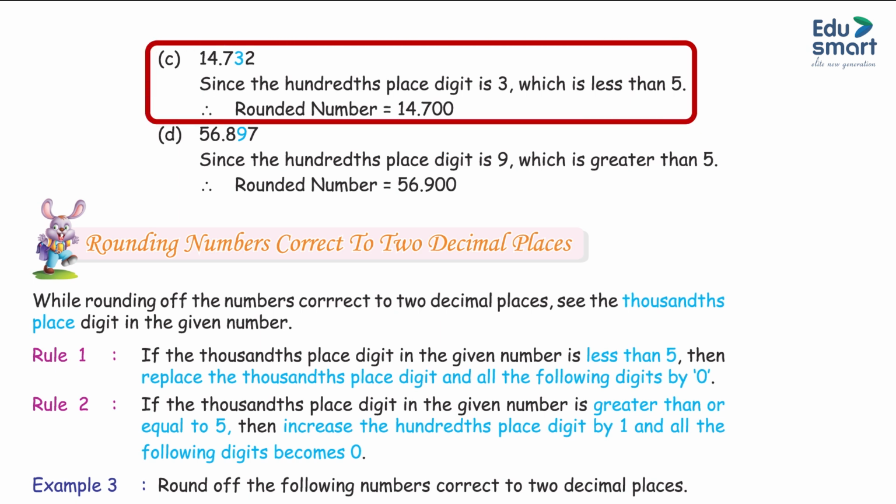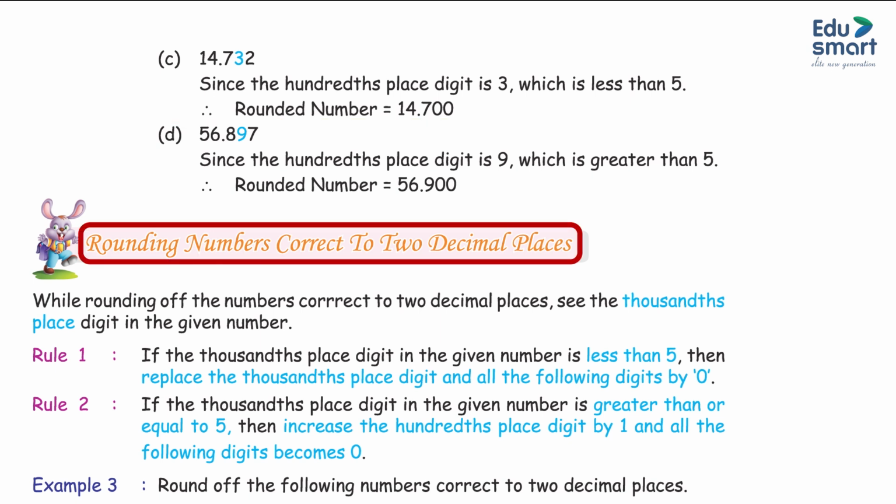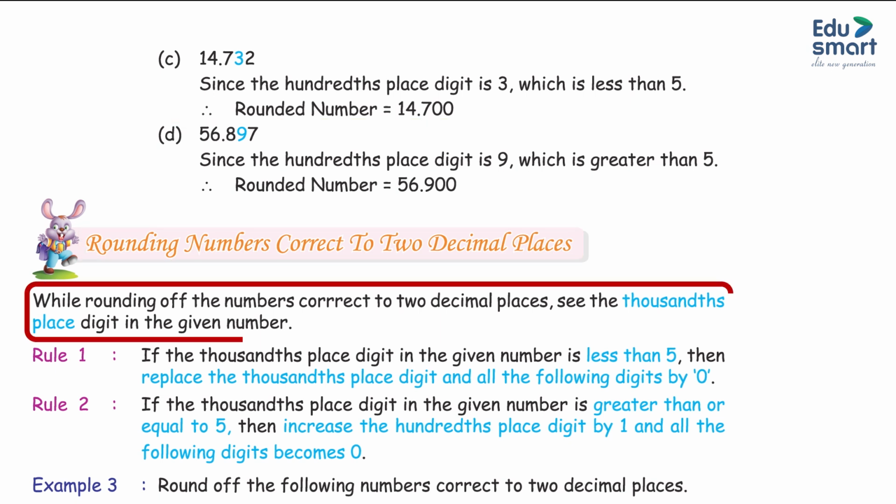C: 14.732, since the 100th place digit is 3 which is less than 5, rounded number 14.700. D: 56.897, since the 100th place digit is 9 which is greater than 5, rounded number 56.900. Rounding number correct to 2 decimal places. While rounding off the numbers correct to the two decimal places, see the thousands place digit in the given number.